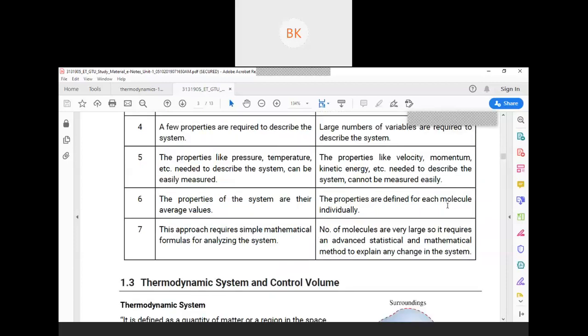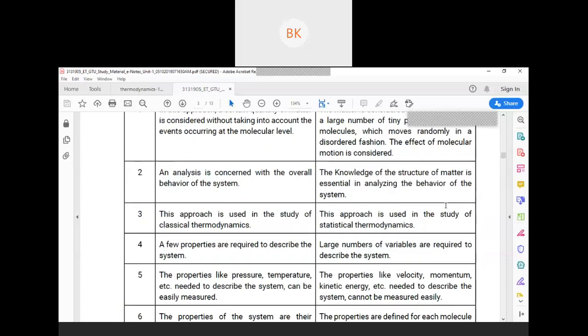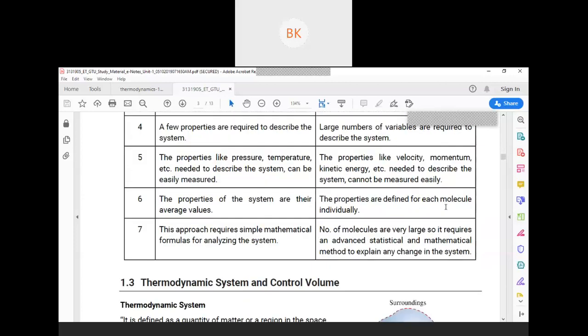Fine. So this was all about the macroscopic and microscopic approaches. There may be some questions like this, to differentiate between the macroscopic and microscopic. So you should be in a position to answer these questions.